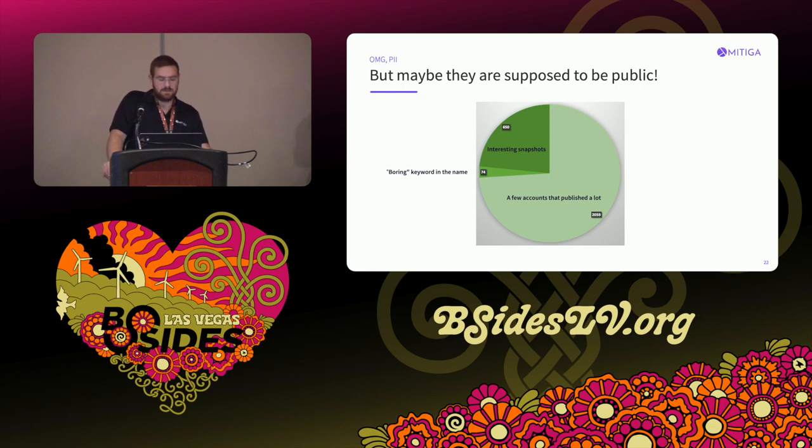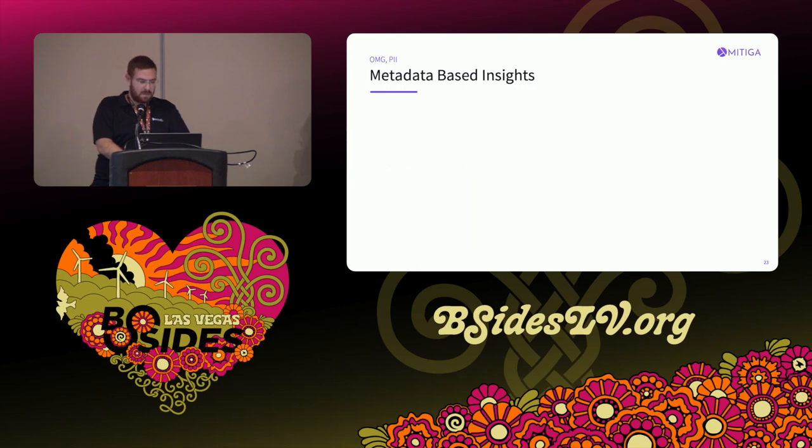The second filter we did is filter out all the public RDS snapshots with a boring keyword in their name. A boring keyword can be test, template, public, and so on. In this filter, we actually filtered out just 70 public RDS snapshots, not much. Now, we had 650 public RDS snapshots, and these snapshots have the potential to contain sensitive data. From now, I'm going to call these snapshots interesting snapshots.